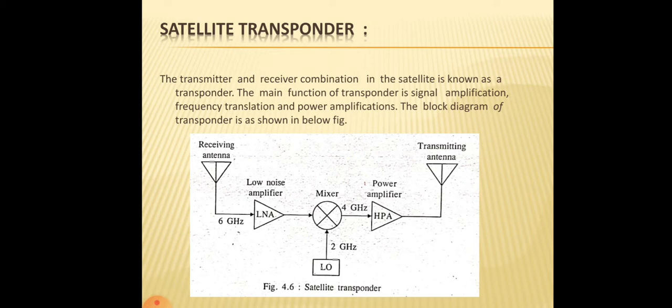So what all is there? First the receiving antenna, then a low noise amplifier, then a mixer, then a power amplifier, and last a transmitting antenna.